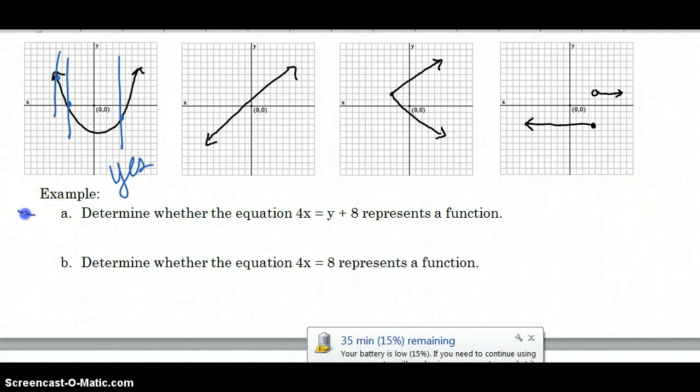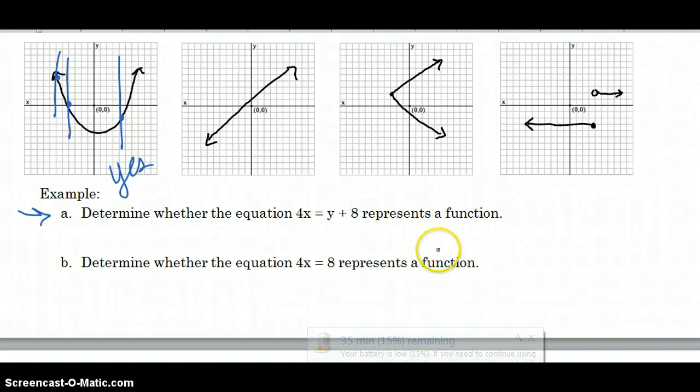With also this last example problem. Determine whether this equation represents a function. After you solve for your x and y, you might find it easy to graph, and the graph might tell you right off whether or not it's a function. So I'm out of time. I'm going to leave this for you to practice on your own.